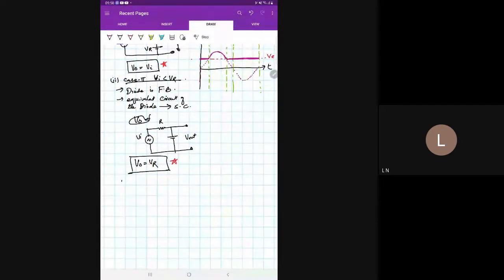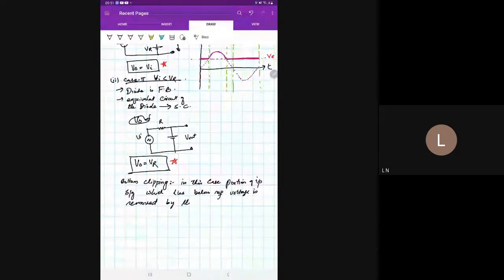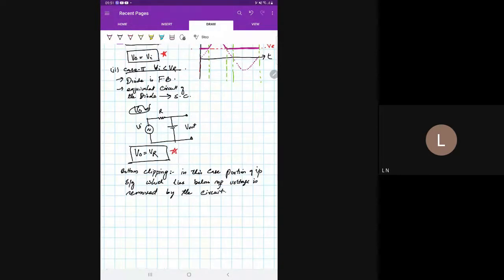Okay, so I'll say bottom clipping. In this case, a portion of input signal which lies below reference voltage is removed by the circuit. Therefore, this circuit is known as bottom clipper. Okay, so this is input and output.